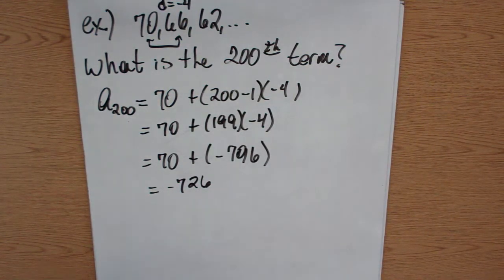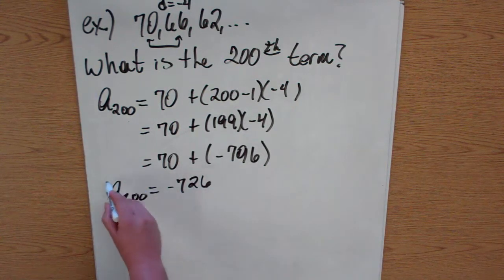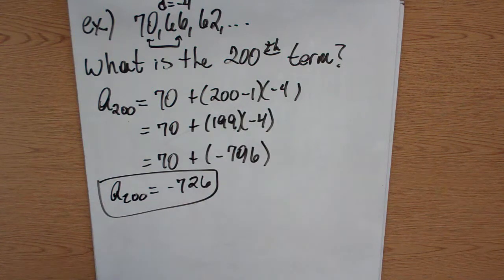So it's fine that our 200th term, A sub 200, is negative, because if you're subtracting, eventually you're going to go into negative numbers. Okay?